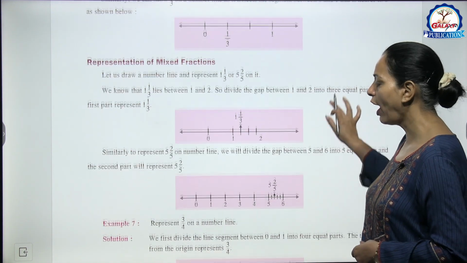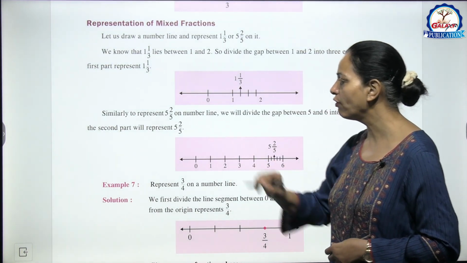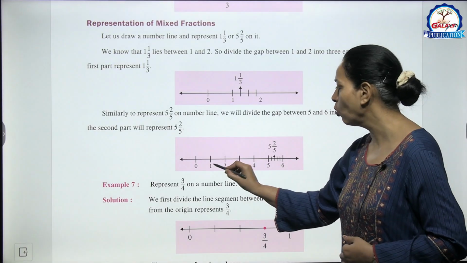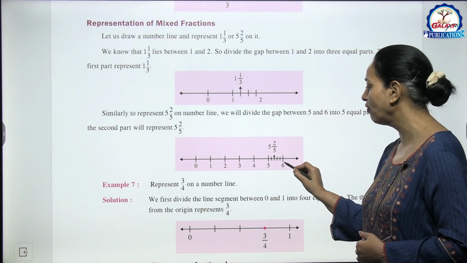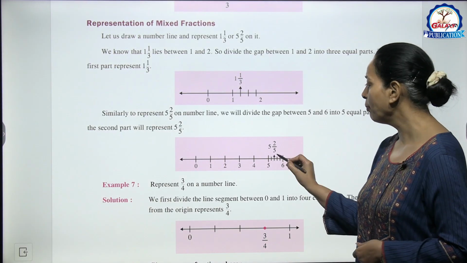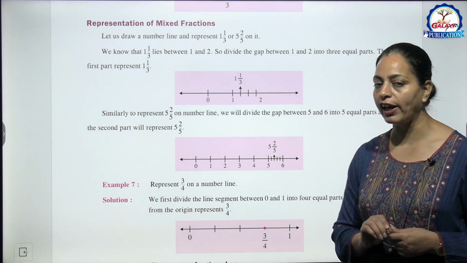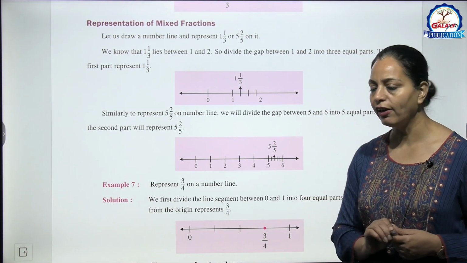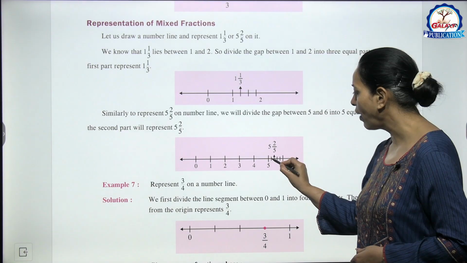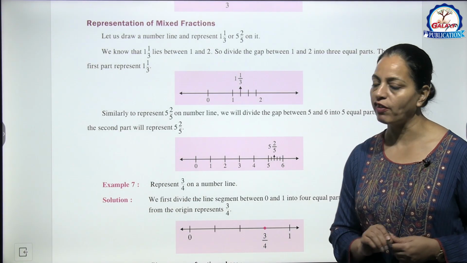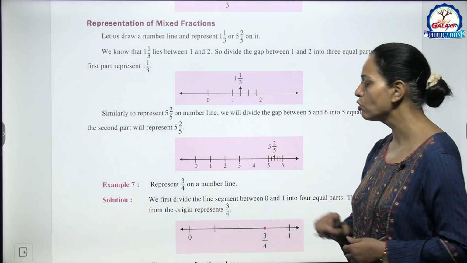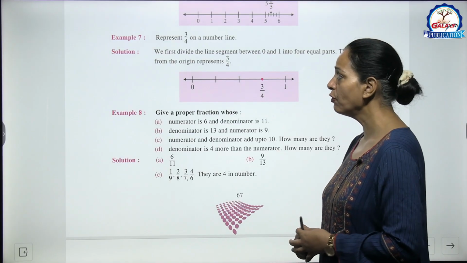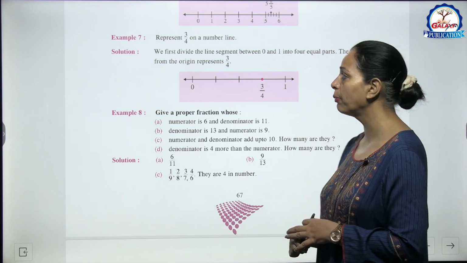Okay, now we have to show 5 whole 2 by 5 on the number line. This is lying between 5 and 6. So 0, 1, 2, 3, 4, 5 and 6. Okay, अब हम क्या करेंगे, denominator is 5, तो 5 और 6 के बीच में हम 5 equal parts ले लेंगे. Okay, so this is 1 by 5, the second one is 2 by 5. So this is 5 whole 2 by 5. Very simple. Now example 7, represent 3 by 4 on a number line.